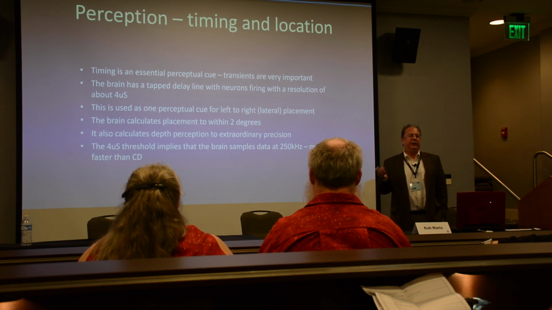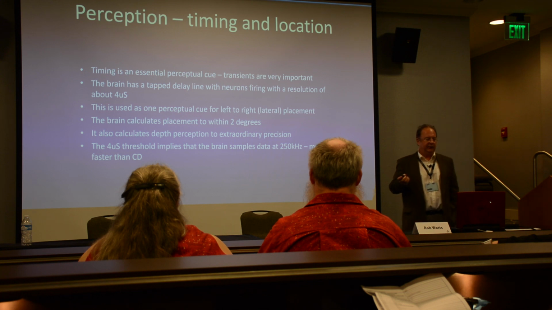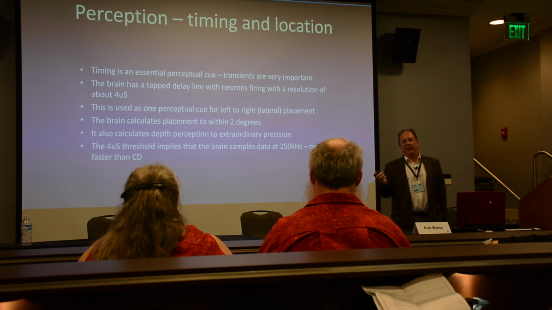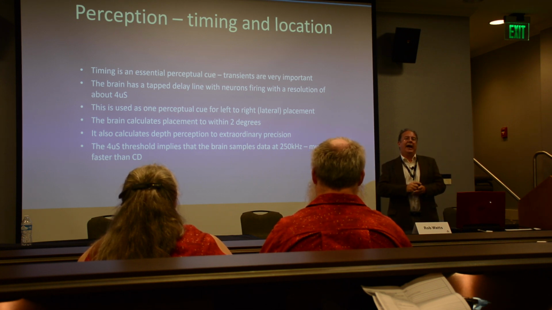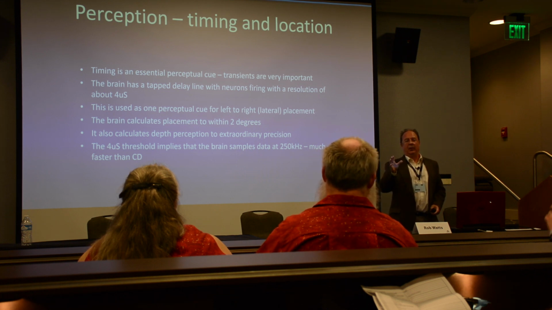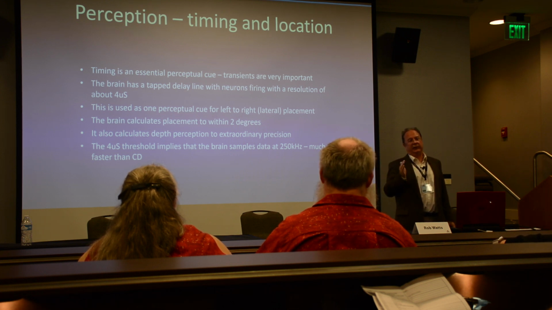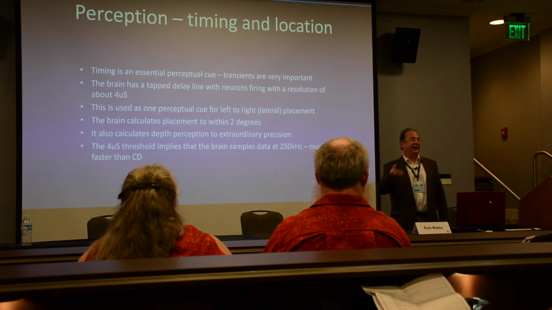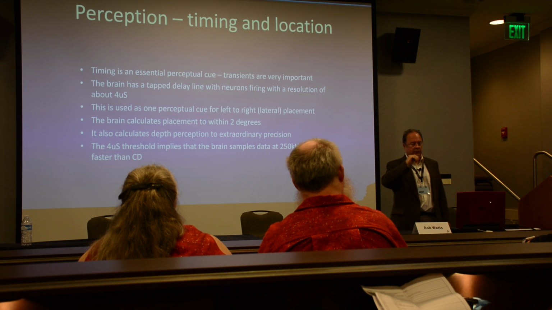So, what do we know about perception in terms of timing and location? We do know that there is something called the interaural delay. Now, these are a set of neurons that are connected from the left ear to the right ear. And these neurons fire when they receive a simultaneous signal from the left ear and the right ear. The neuron delay is about 4 microseconds. And this delay is used to determine where sounds are located in space from left to right. It's part of the ability of the brain to detect where instruments are located.